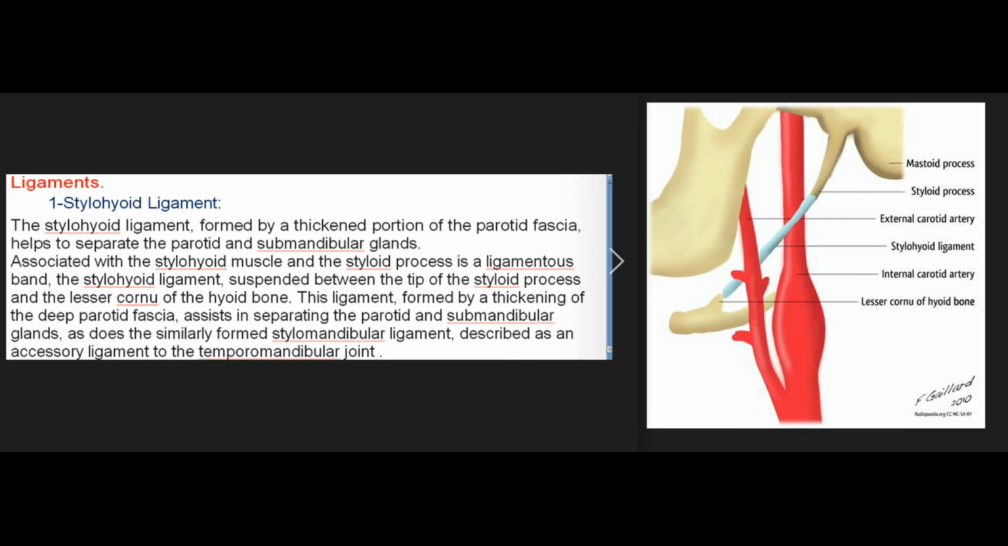Ligaments. 1. Stylohyoid ligament. The stylohyoid ligament, formed by a thickened portion of the parotid fascia, helps to separate the parotid and submandibular glands. Associated with the stylohyoid muscle and the styloid process is a ligamentous band, the stylohyoid ligament, suspended between the tip of the styloid process and the lesser cornu of the hyoid bone. This ligament, formed by a thickening of the deep parotid fascia, assists in separating the parotid and submandibular glands, as does the similarly formed stylomandibular ligament, described as an accessory ligament to the temporomandibular joint.